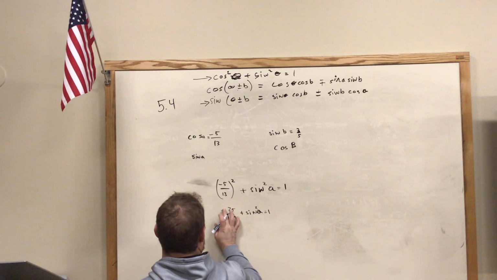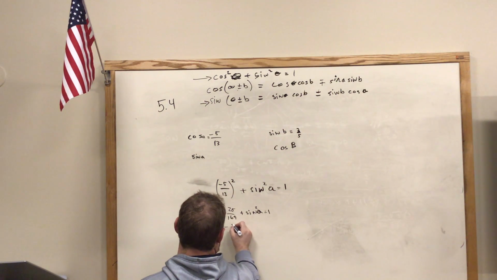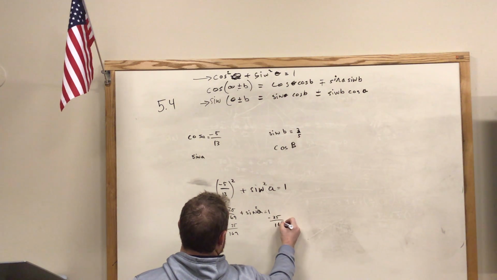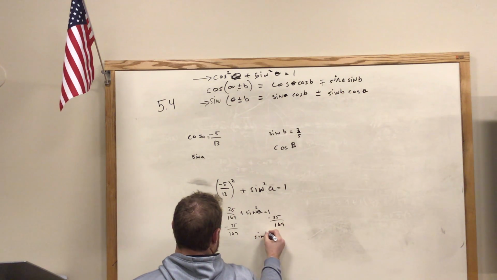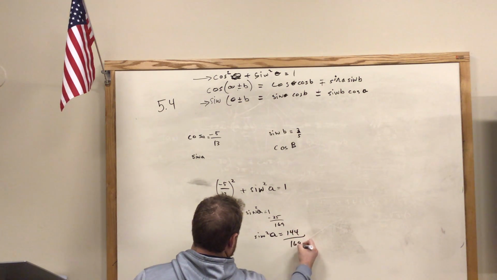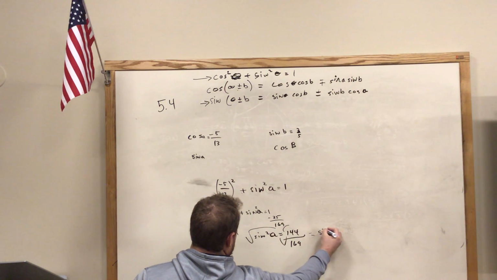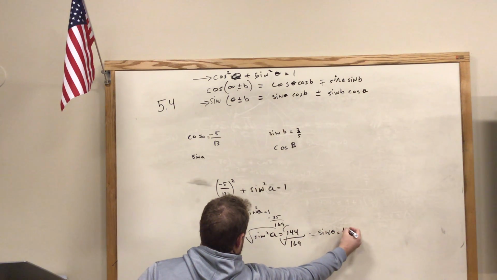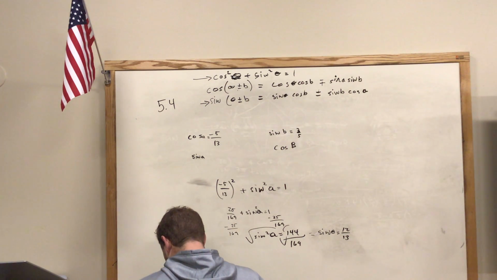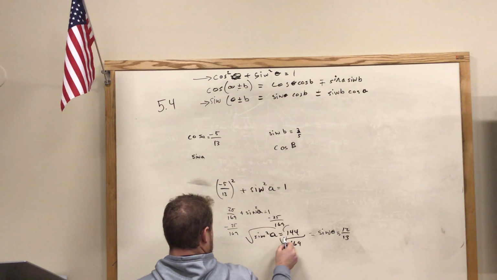When you do the square, it's positive, so we're going to subtract 25 over 169 from 1. Sine squared A equals 144 over 169, which reduces to sine A equals 12 over 13. And it's a negative, because this is negative, right?